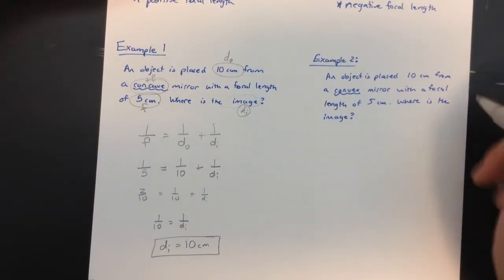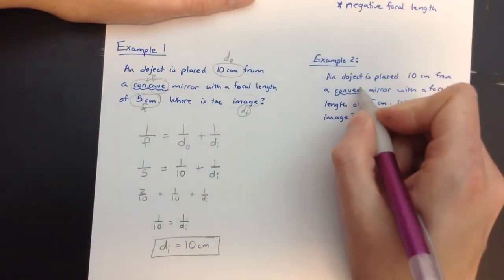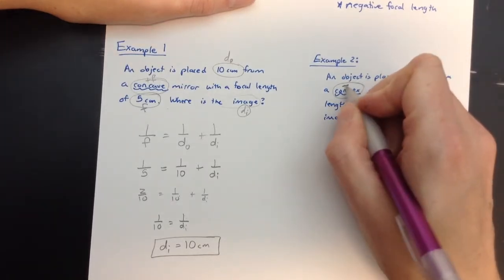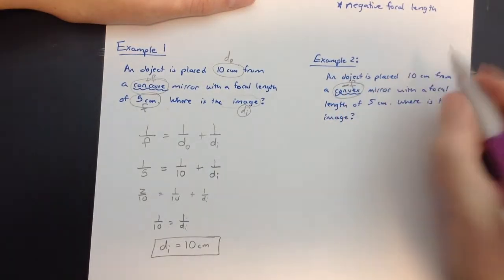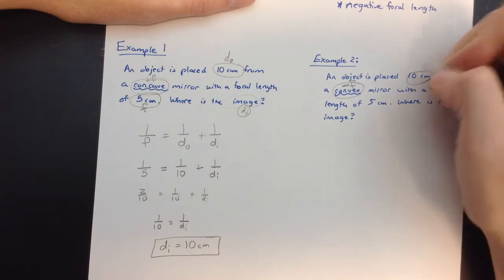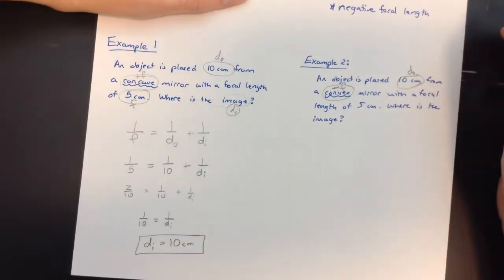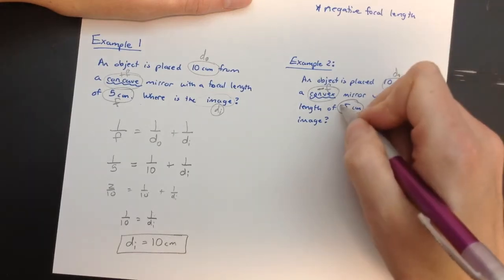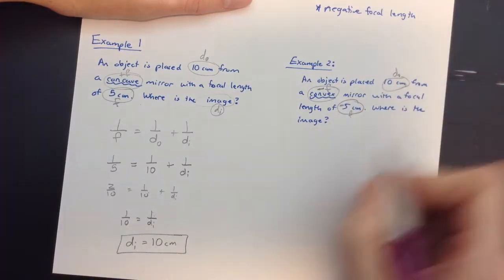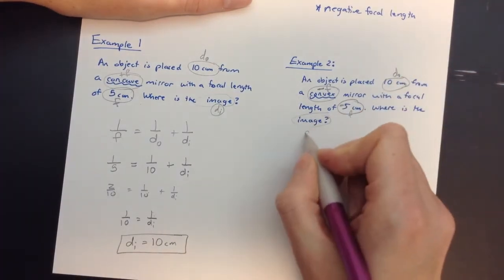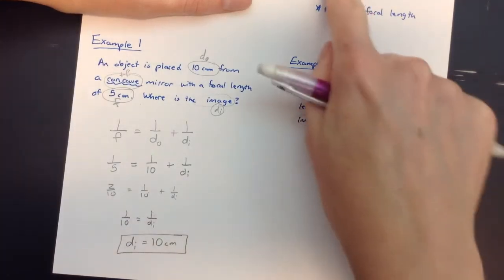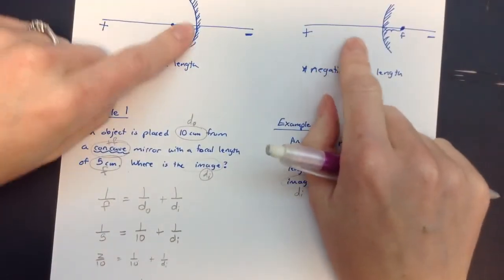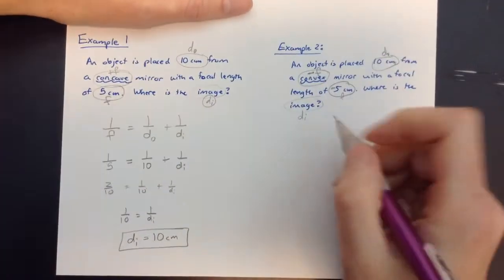Okay. In example 2, now we've got a convex mirror instead. That means I'm going to have a negative focal length. I still have an object distance of 10 centimeters, and my focal length is still 5 centimeters, but this time that's a negative 5, so I'm just going to go ahead and write the negative there. And I'm still looking for the image, but you're going to see that because it's a convex mirror, because that mirror looks different, it doesn't do the same thing with the light.